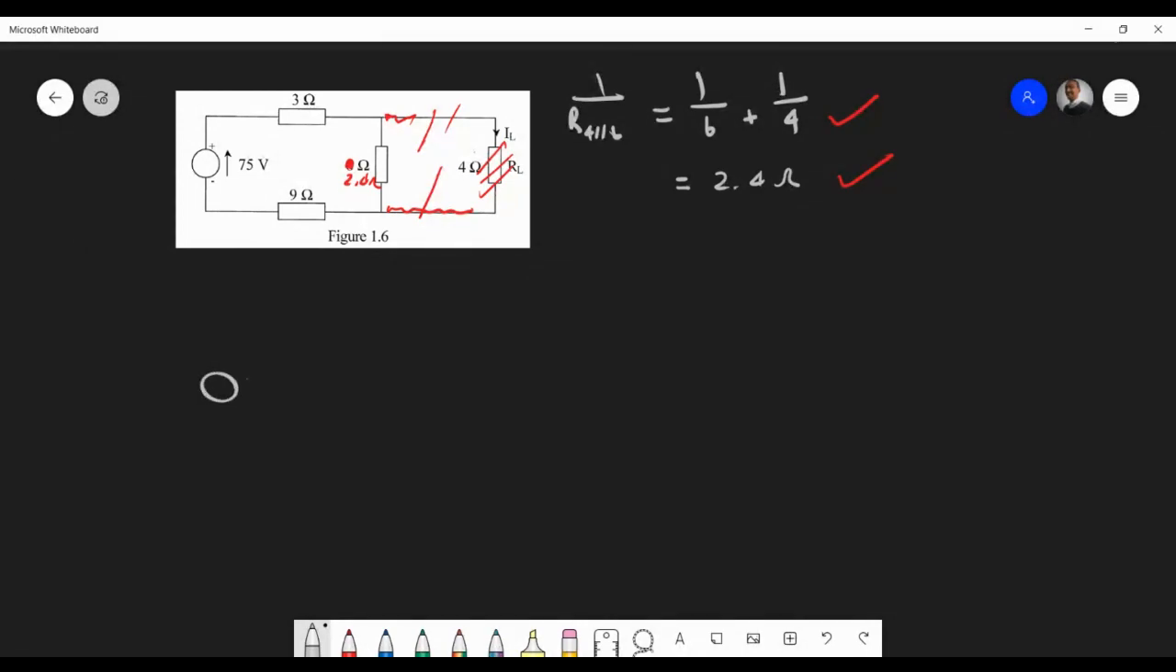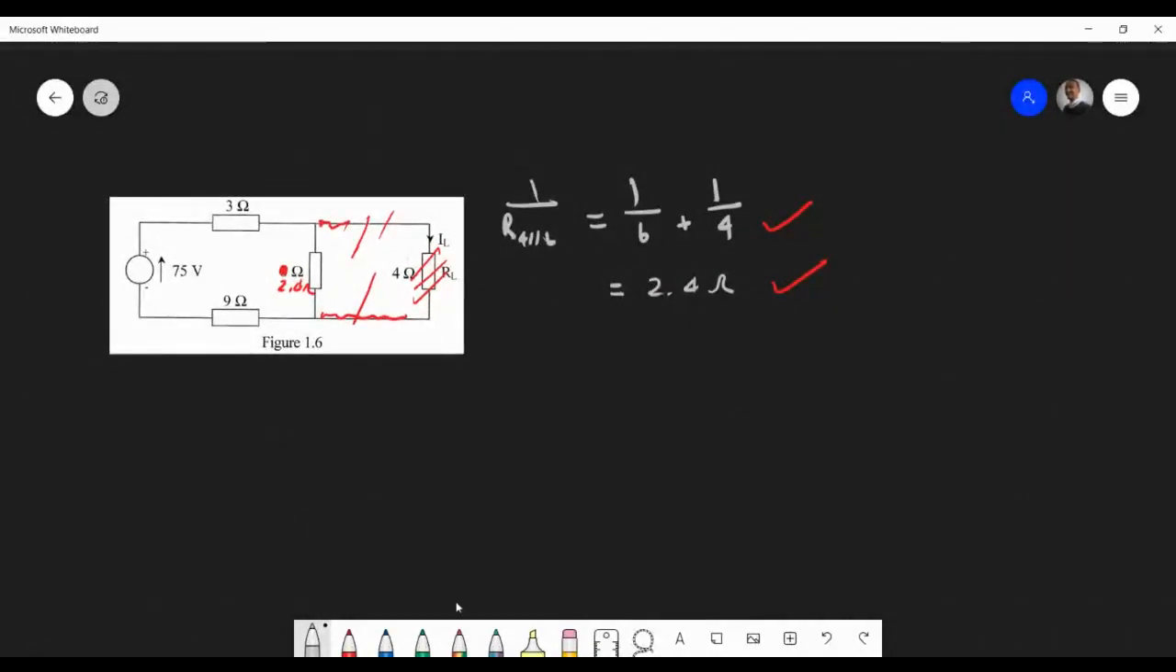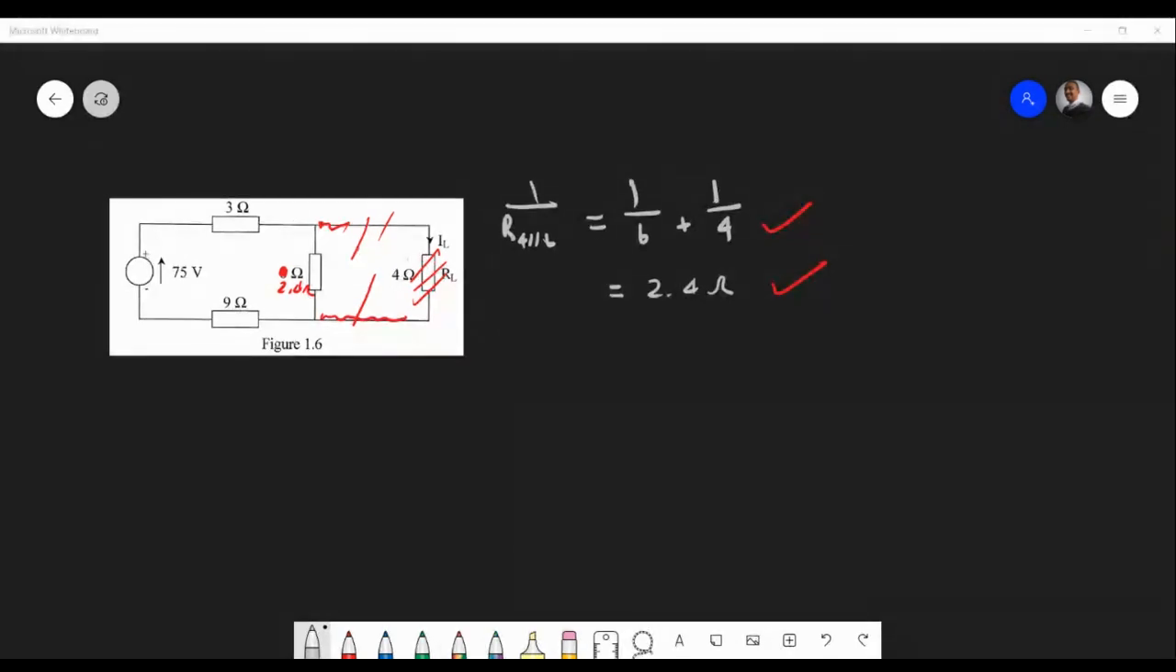Again, I'm not going to redraw that. We're all happy now that we have a series circuit, right? It's 3 volt, a 3 ohm, 2.4 ohm, and a 9 ohm. We're all on the same page there. We all agree with that. We have a series circuit.